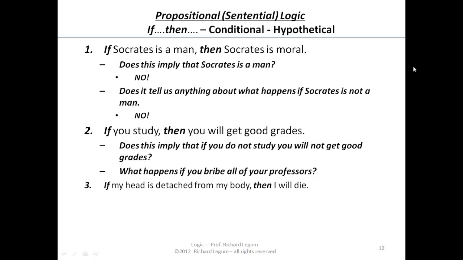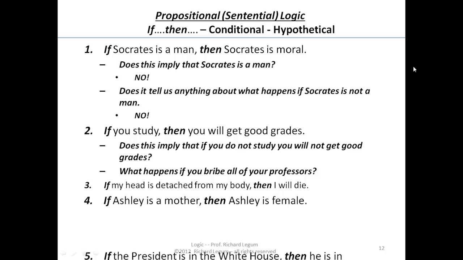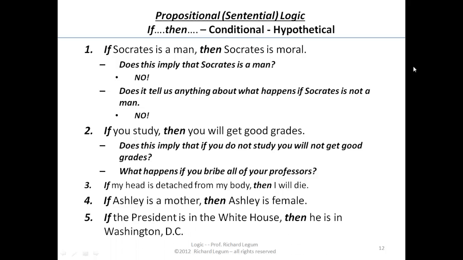Think of a couple other ones. If my head is detached from my body, then I will die. That's true of me right now. My head's attached. I'm not dying. But it's true that if it was detached from my body, I would die. Same way, if Ashley's a mother, then Ashley is female. And if the president is in the White House, then he's in Washington, D.C.